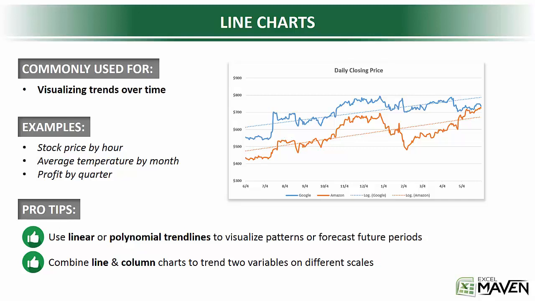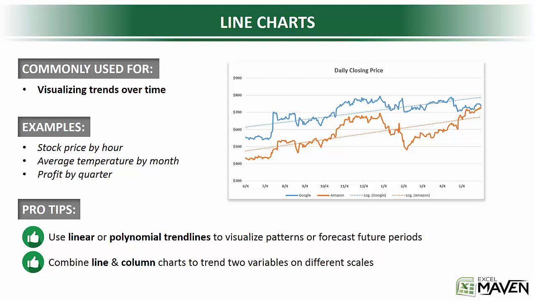Okay, next up we've got our trusty old friend, the line chart. I'm sure just about all of you are familiar with what line charts are. As you may have guessed, they're commonly used for visualizing trends over time. So examples of when you might use line charts: stock prices by hour or by day, average temperature by month, profit by quarter, the list goes on and on. The idea is showing how a value changes over time.